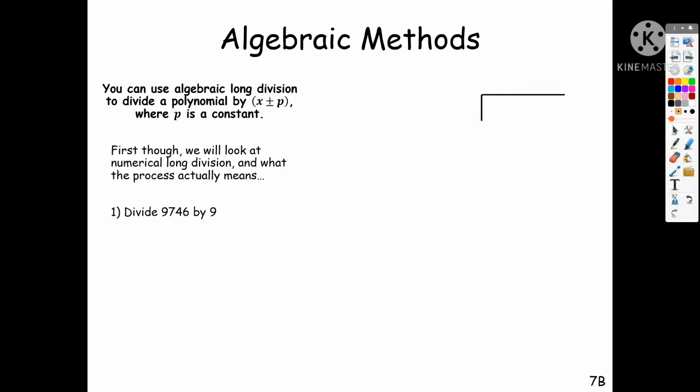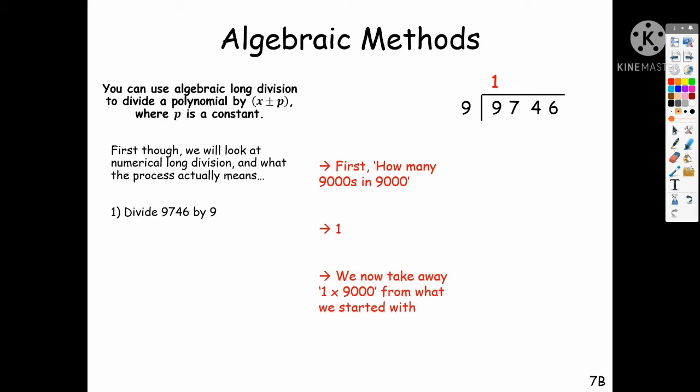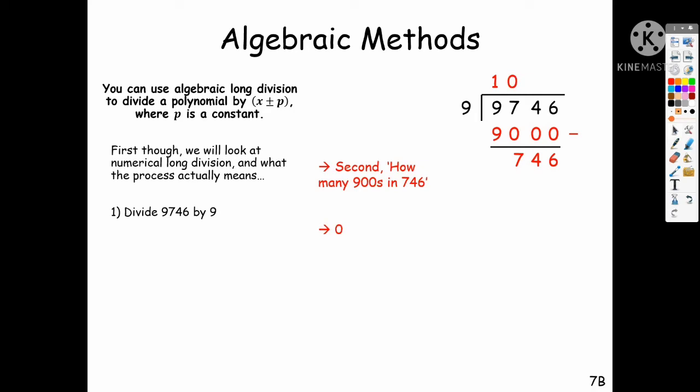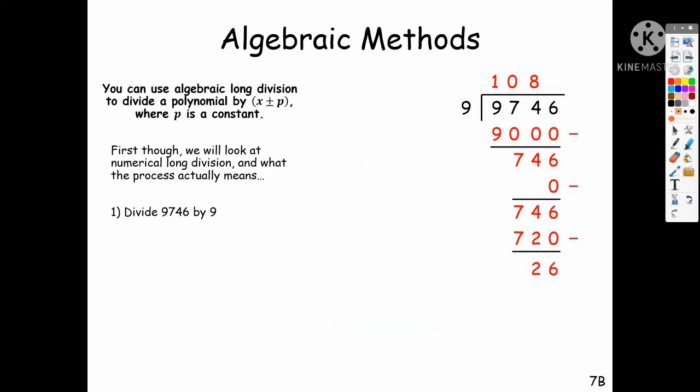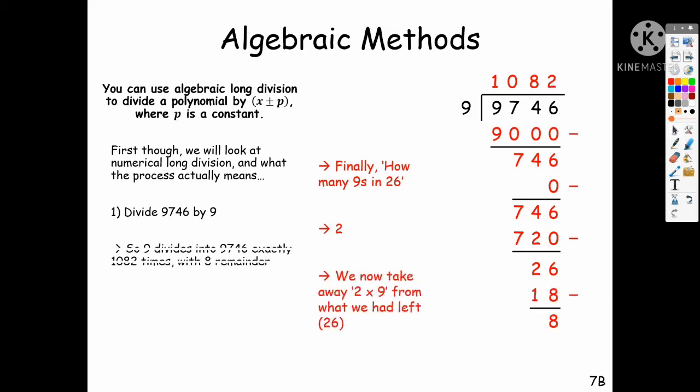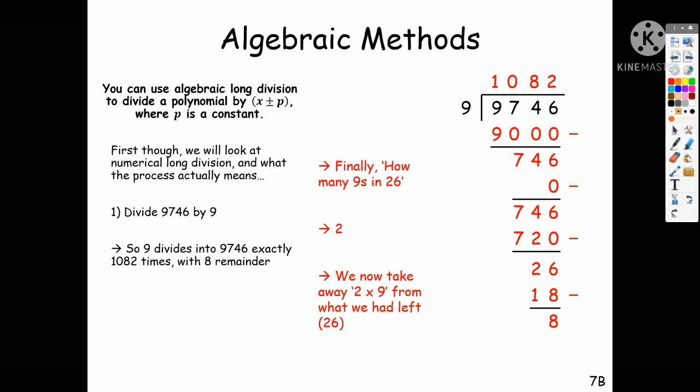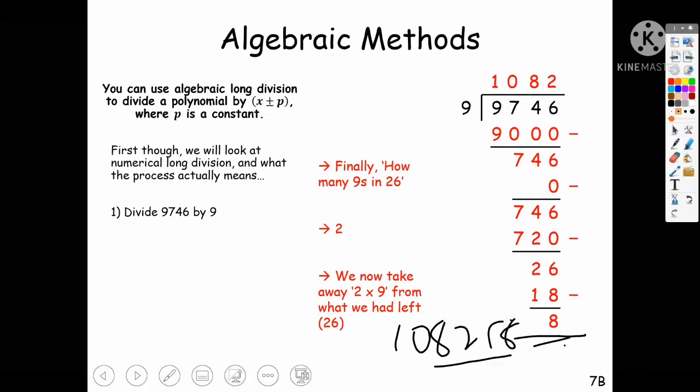Here's another one, 9746 divided by 9. Okay, so 9000 into 9000 should be 1. We take 9000 away from what we've got, so we're left with 746. 900 into 746 is none, and we take 0 away, so we have 746. 90s into 746, it goes 8, when we get 720, and we're left with 26. Okay, we'll do 9 into 26, which is 2, because we get 18, another 9 will get you 27, which is 1 over what we want. So we take the 18 away, we get 8. And that is what we have left over. It's got 8 remainder, so it's 182 remainder 8 for that one.